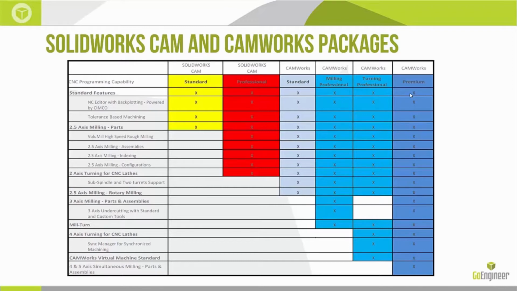We obviously go all the way up to CAMWorks Premium, which is the far right column, which is essentially the only package that would give you the functionality I'm going to show today. That last line item there, the 4 and 5-axis simultaneous milling, is what we're focusing on. So it's the top level package there on the right-hand side that pretty much gives you every single thing that CAMWorks would offer.